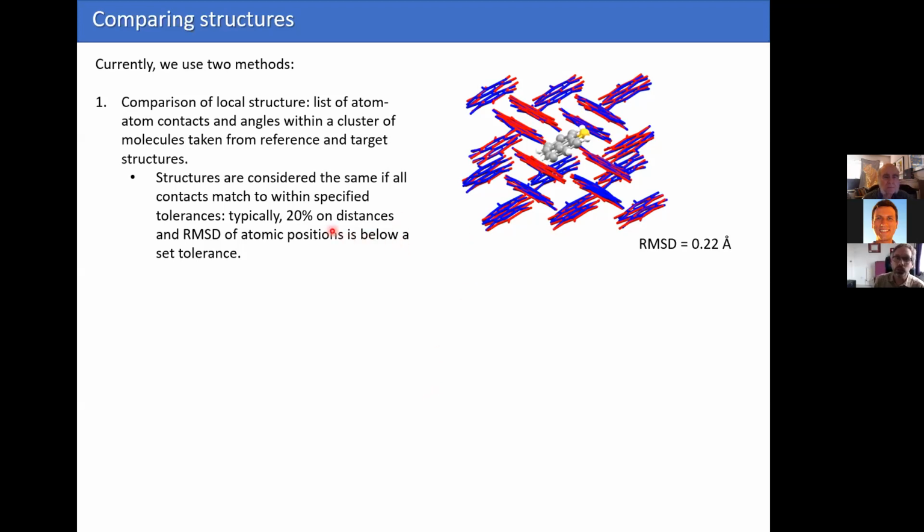One method that we currently use is we take a molecule in a crystal, and because it's a crystal, every molecule is in that identical environment. We build a cluster of neighboring molecules and we compare atom-atom contact distances. And we set some tolerance on that. If two structures, a reference and a comparison structure, match within those tolerances, then we accept that as a duplicate, a matching structure.